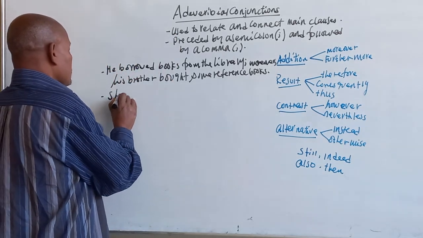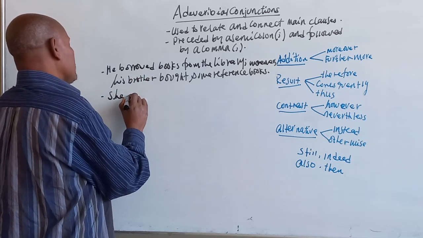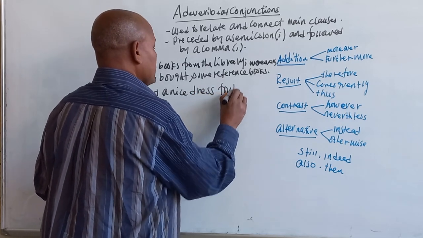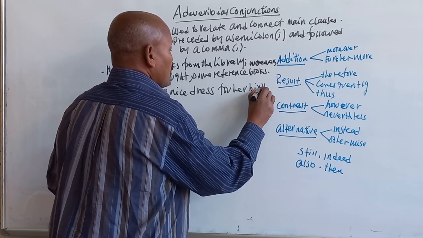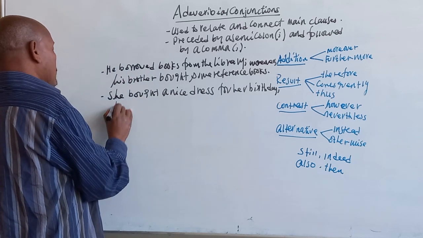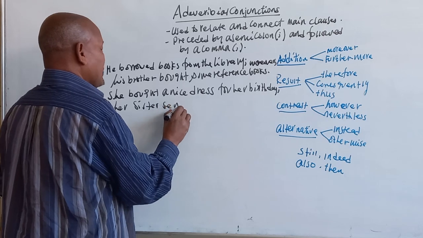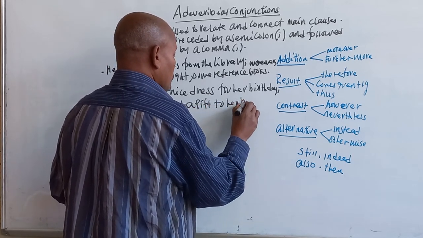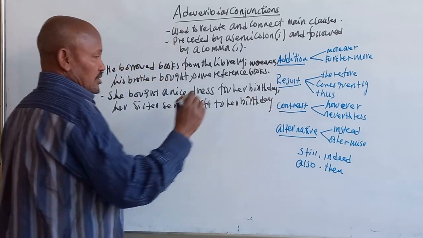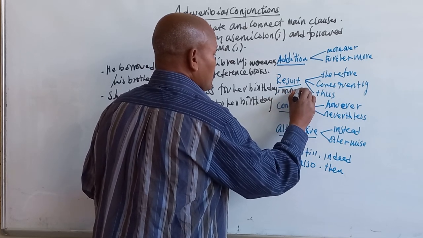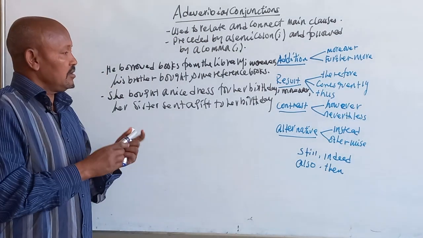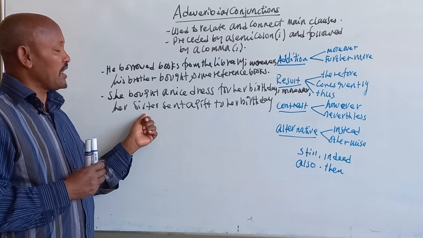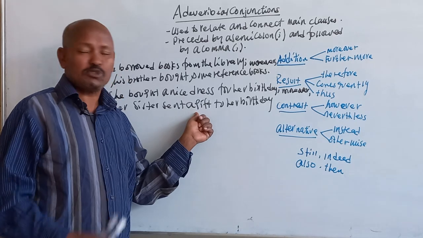The other one is: she bought a nice dress for her birthday; moreover, her sister sent a gift to her birthday. Look at these examples. Here is moreover, and there is a comma here. She bought a nice dress for her birthday, one thing; moreover, her sister sent her a gift for her birthday. All right.